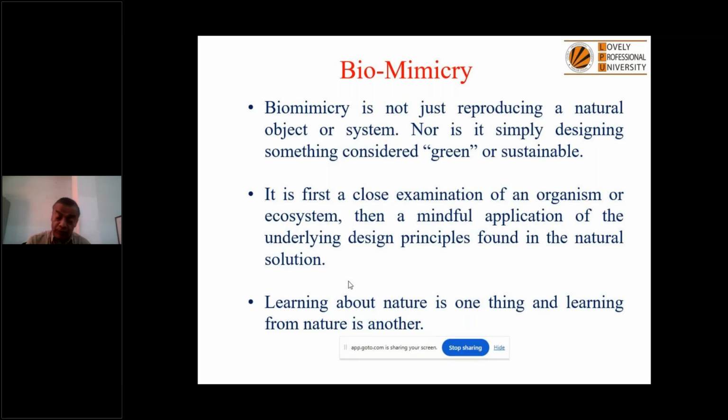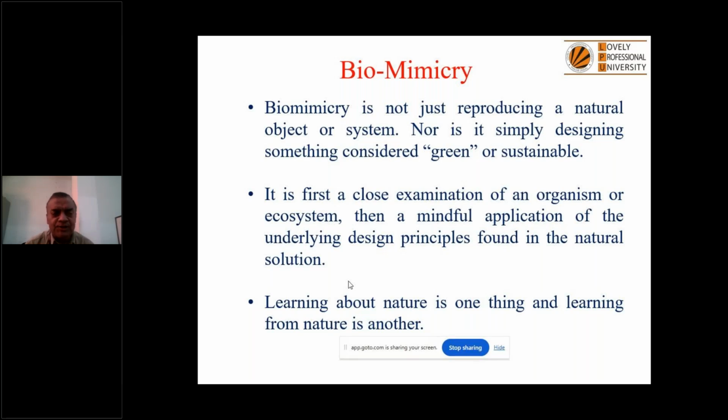But learning from nature means you have to conceive some idea from nature, and for that you will have to go into detailed microscopic texture study, to see how things are going this way. So that is learning from nature.